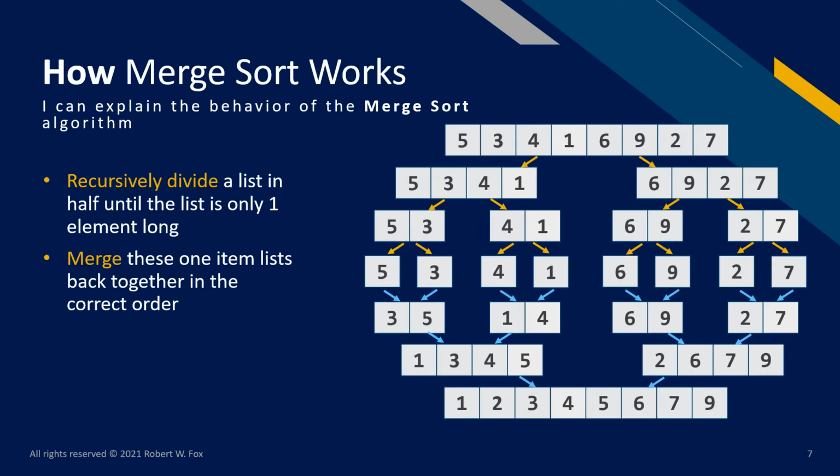In this lesson, we introduced the Mergesort algorithm, and Mergesort uses recursion to divide a list in half over and over again until the list is only one element long. And then it uses a process called merging to take these one item lists and put them back together, but in the correct order.